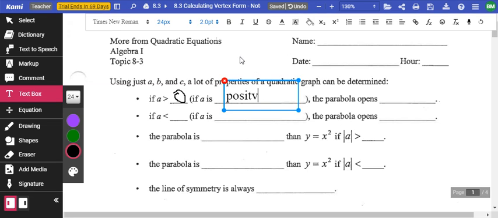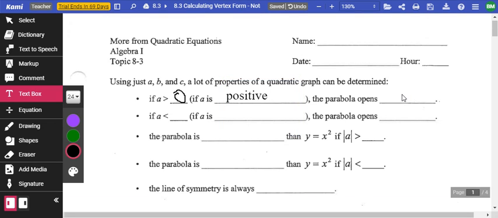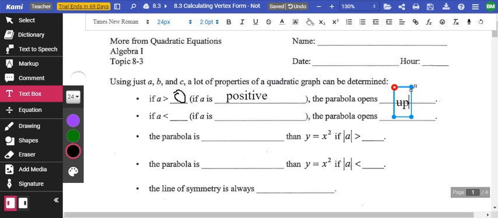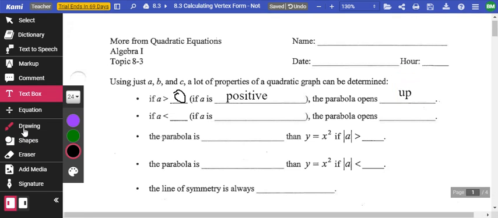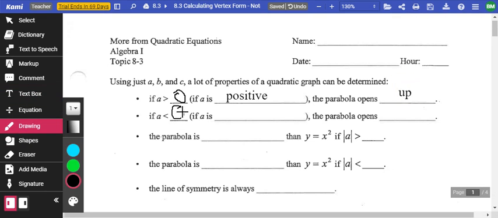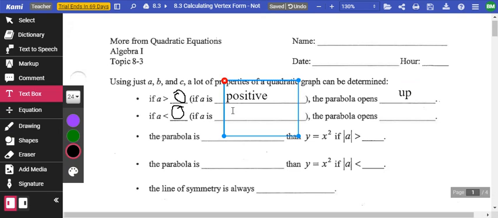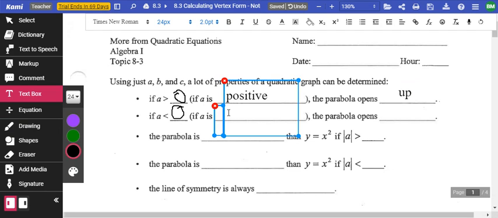A is a positive number. We'll just put it positive. The parabola opens up. If A is less than 0, and A is a negative number, the parabola opens down.